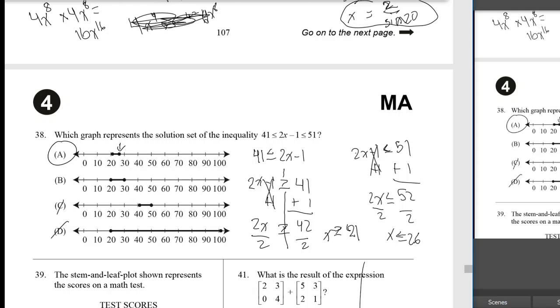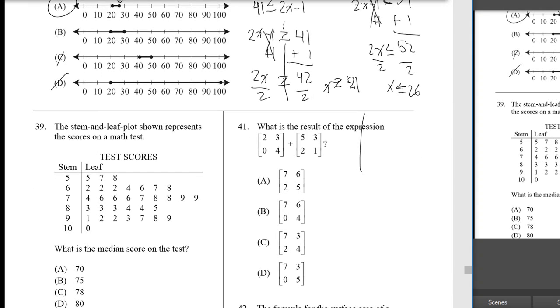Next problem, and it is not letting me scroll down. My computer might be overheating because I've done a bunch of these.